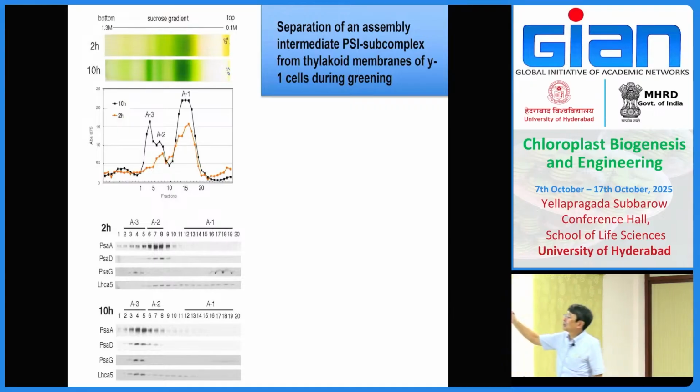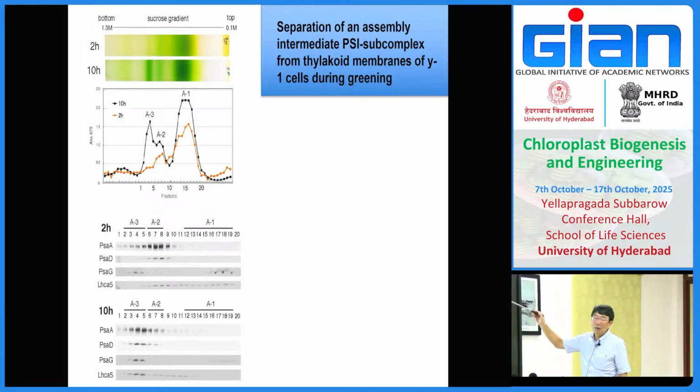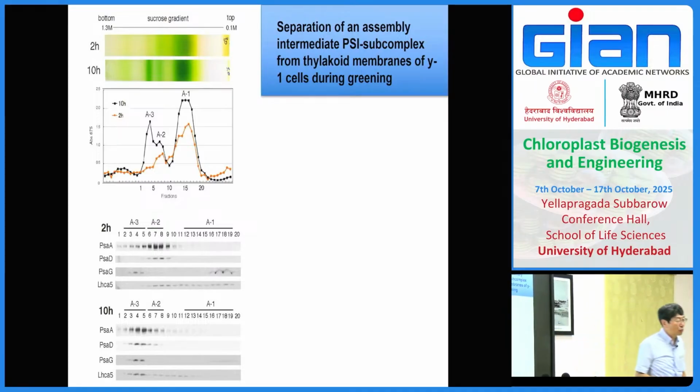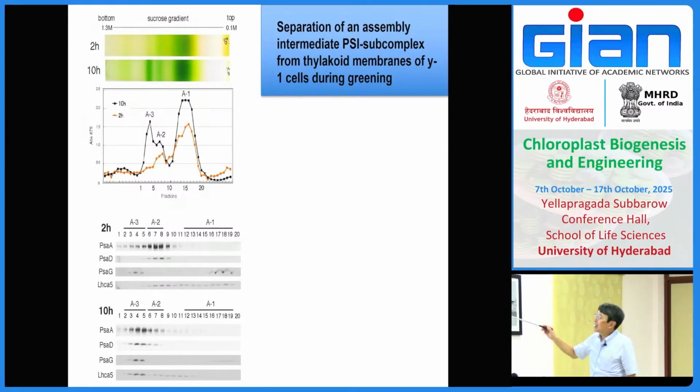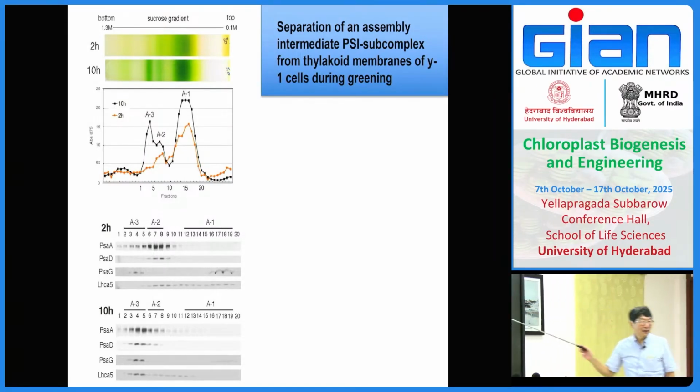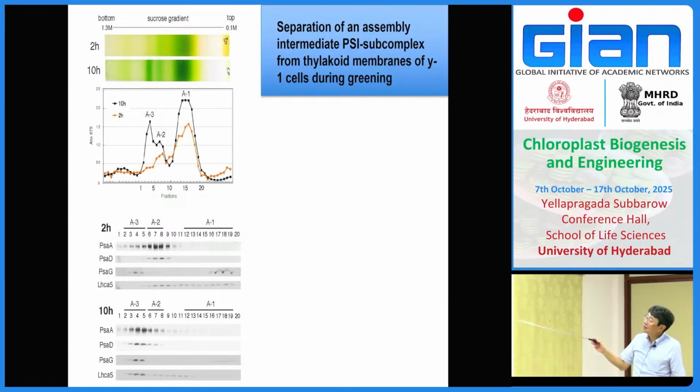This is the top of the gradient at 0.1 molar sucrose, and this is the bottom of the gradient at 1.3 molar sucrose. Smaller complexes separate here, and larger complexes separate here. So you see the difference. We tried to load a similar amount of chlorophyll, but obviously this one is less. And the pattern looks different. It's not the same. See?